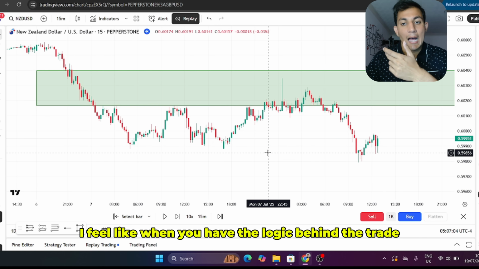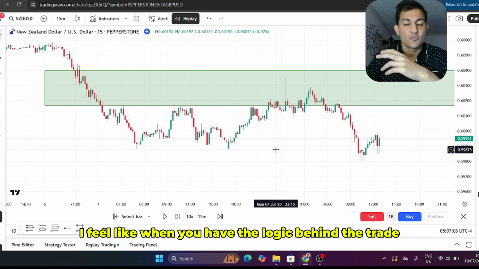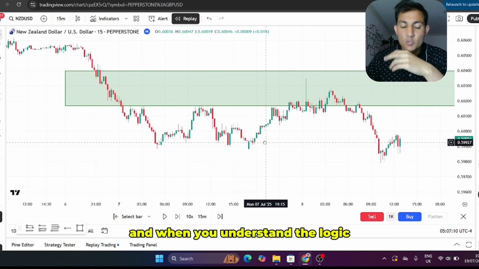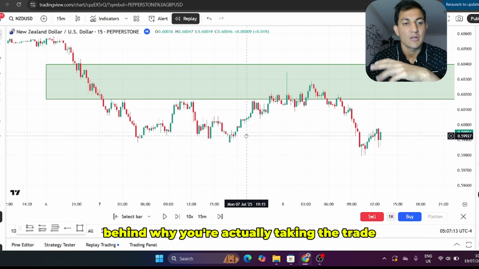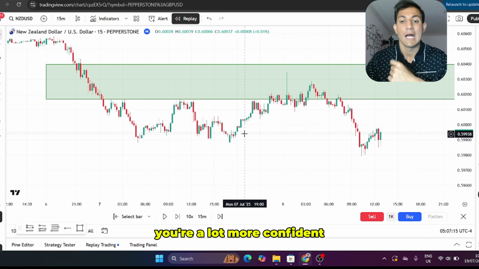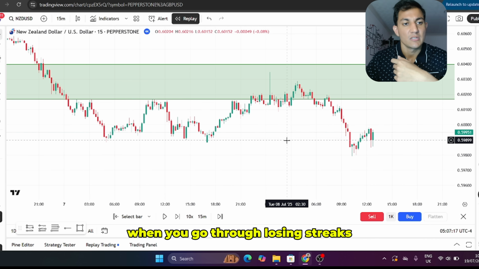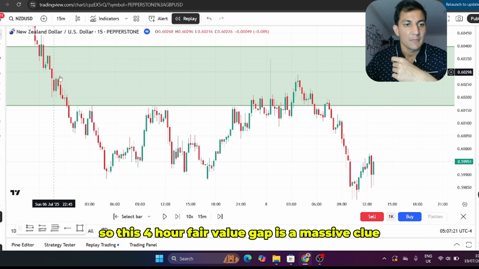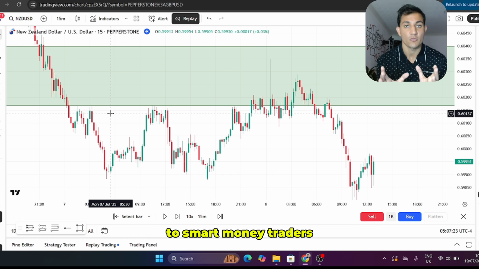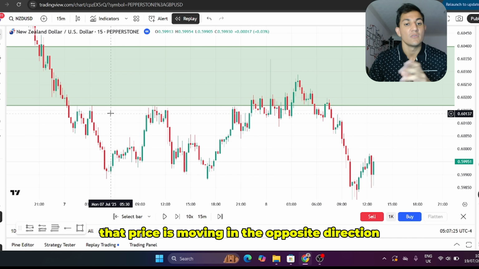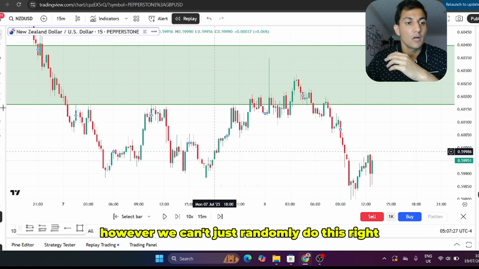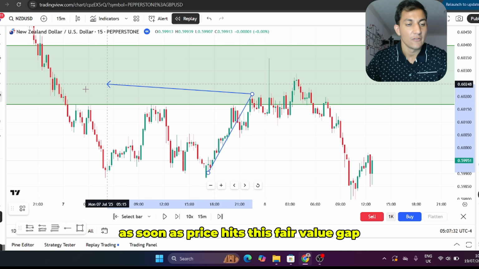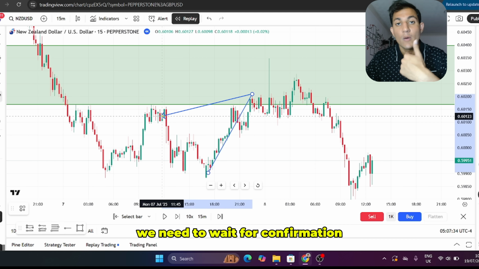I feel like when you have the logic behind a trade, it gives you a lot more confidence. When you're on losing streaks and stuff, when you understand the logic behind why you're actually taking the trade rather than just a random indicator, you're a lot more confident when you go through losing streaks, or just in general, like putting money on the line. So this 4-hour fair value gap is a massive clue to smart money traders that price is moving in the opposite direction. However, we can't just randomly start to sell as soon as price hits this fair value gap. We need to wait for confirmation.